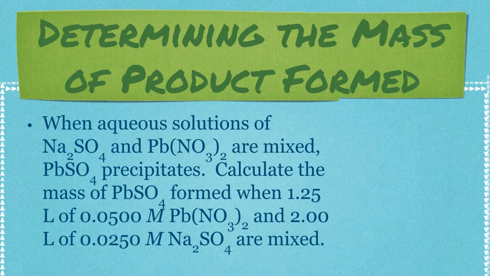Here's another problem for us. When aqueous solutions of sodium sulfate and lead-2 nitrate are mixed, lead-2 sulfate precipitates. Calculate the mass of lead-2 sulfate formed when 1.25 liters of 0.05 molar lead-2 nitrate and 2 liters of 0.025 molar sodium sulfate are mixed.